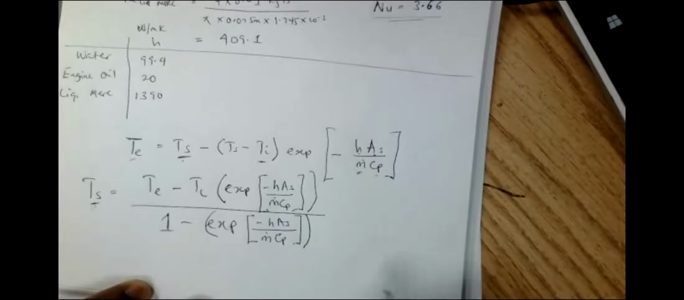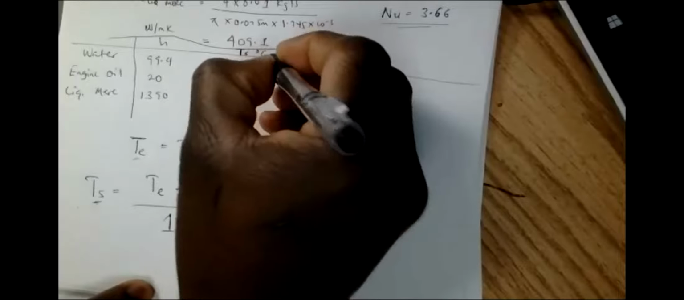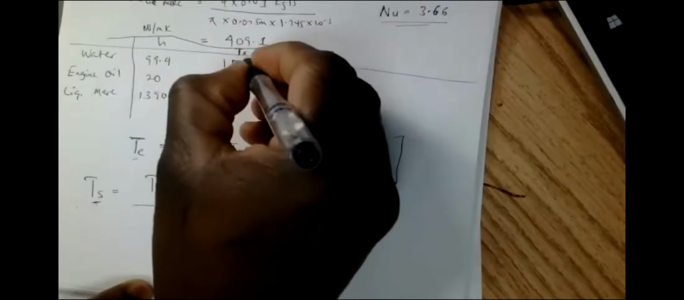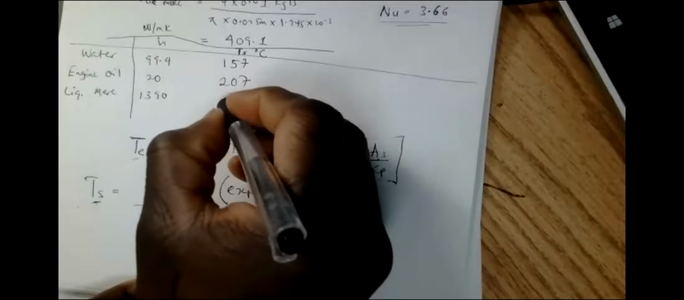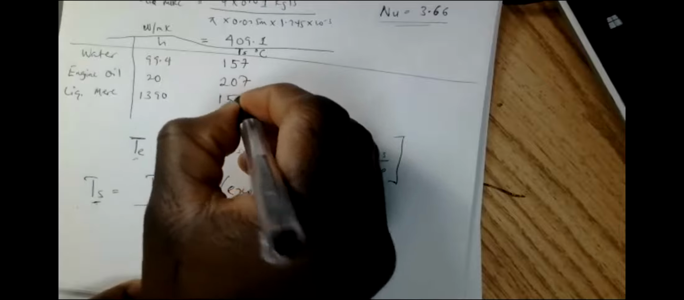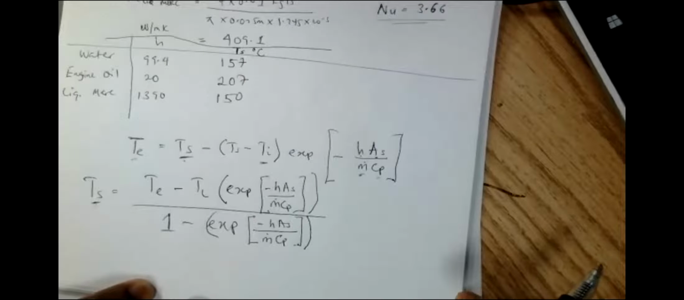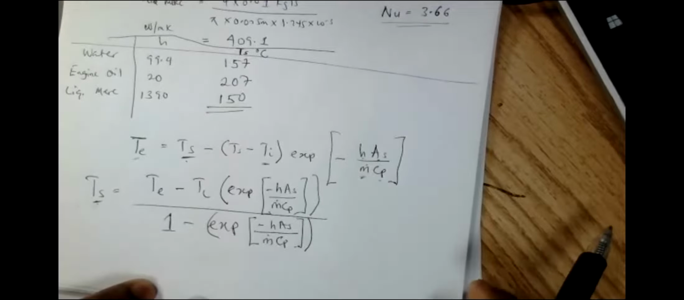Okay, so once again, if you compute this, you arrive at these values. T surface, and this is in degrees Celsius. So for water, you have 157. For engine oil, you have 207. And for liquid mercury, you have 150 degrees. Okay, so this is your final answer.